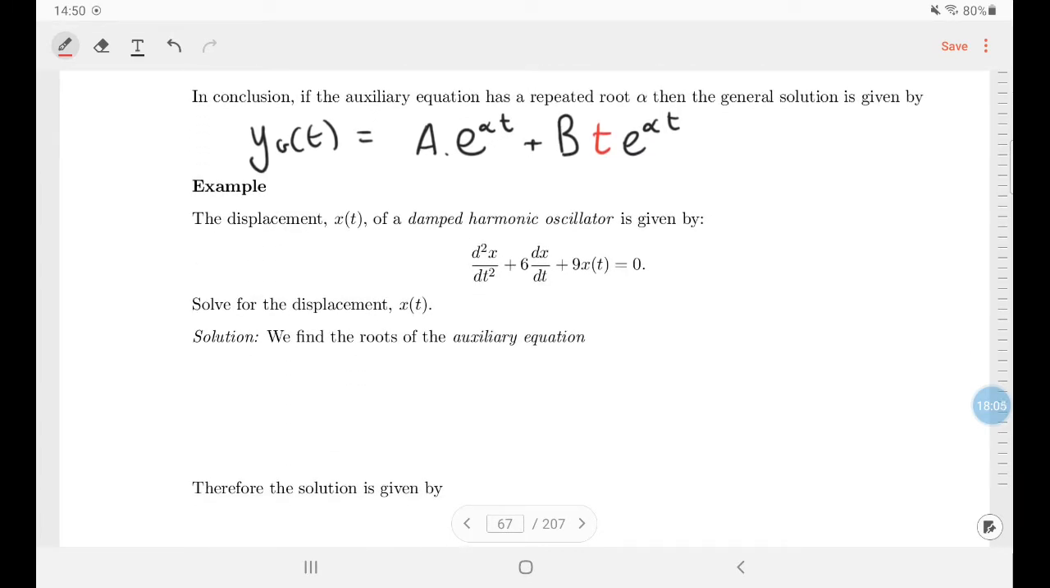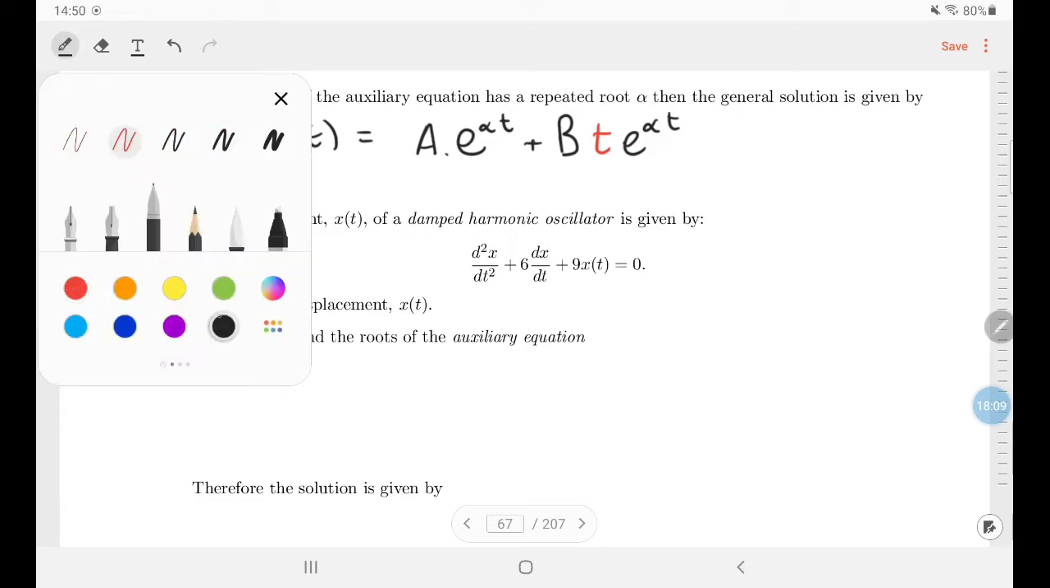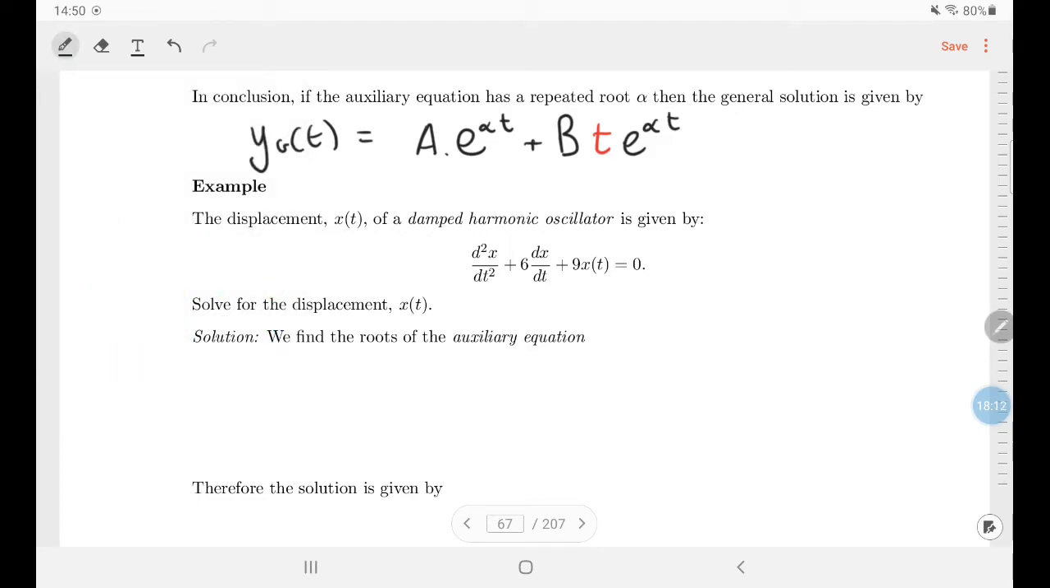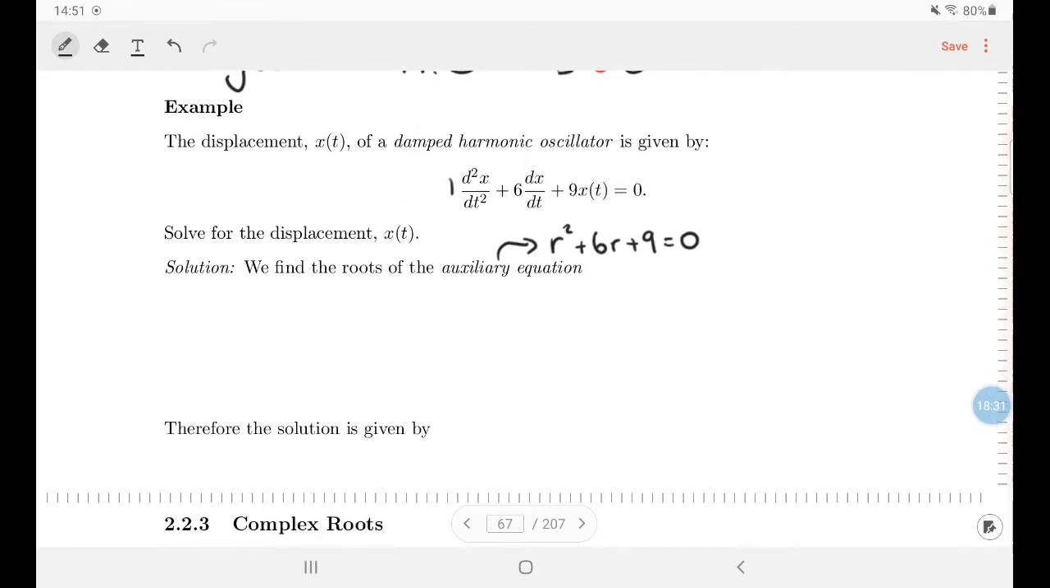The displacement of a damped harmonic oscillator is given by this. Solve for the displacement. The first thing we do is find the auxiliary equation. So this is 1, we want to solve r squared plus 6r plus 9 equal to 0. Now what I'm going to do is factorize the r squared plus 6r plus 9 first. You don't have to do that in this chapter, but we're going to have to do it in the second chapter, so we may as well start doing it.